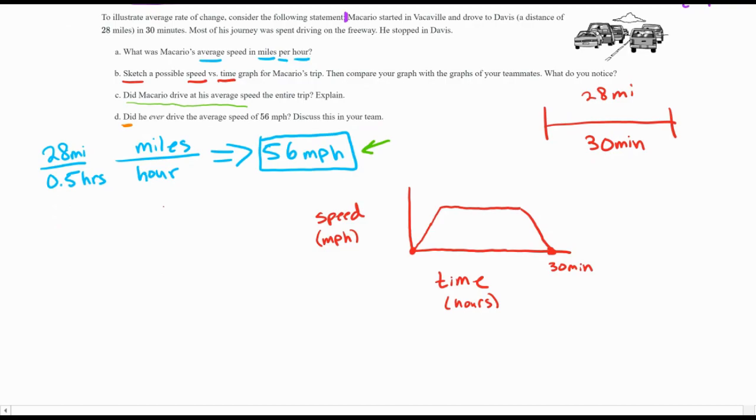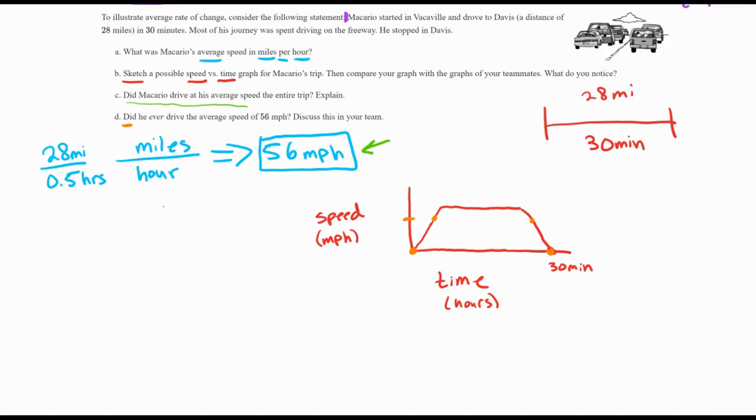The final question here is kind of the most important. Did he ever drive the average speed of 56? Well, think about what average means. If we're starting at 0 and ending at 0, we can't skip to anything. As you drive, you slowly get up to speed. You can't skip from 0 to 56, so you have to be below 56 to start. And then eventually, to average out, maybe the 56 marker is somewhere down here, because we're going past that and averaging back down to 56 miles per hour. So we should be hitting 56 miles per hour at least twice.